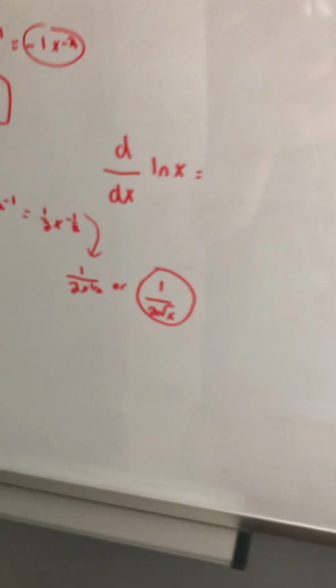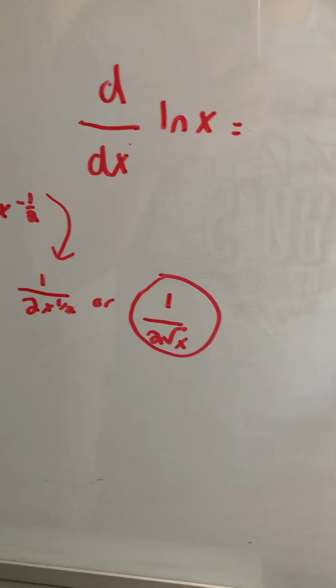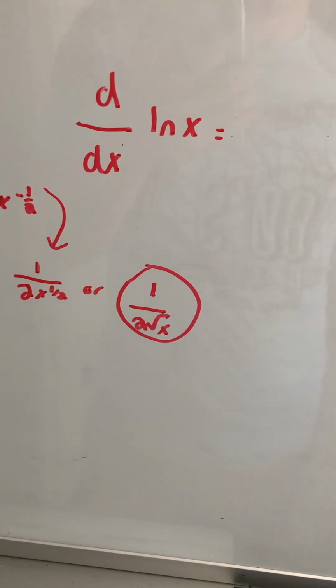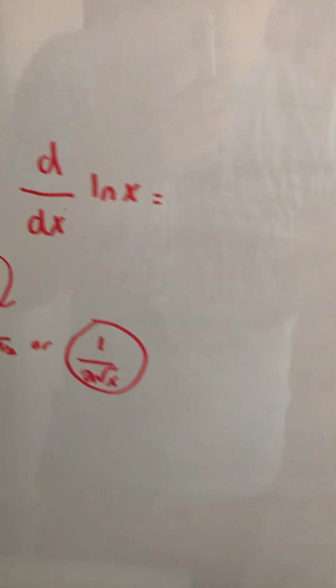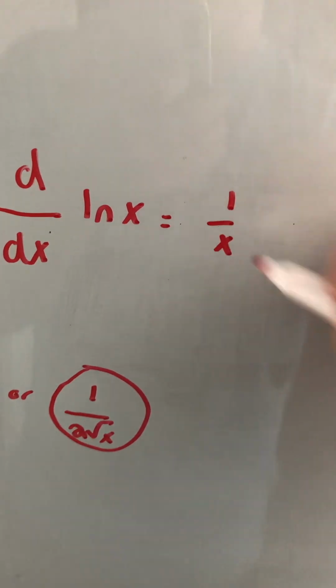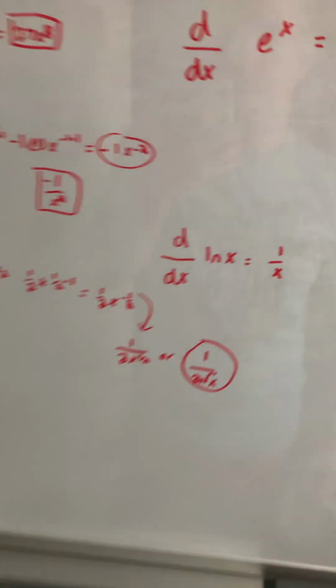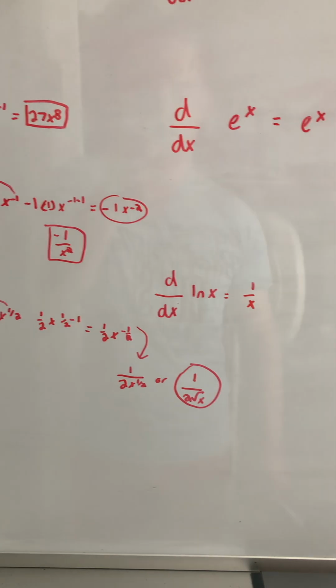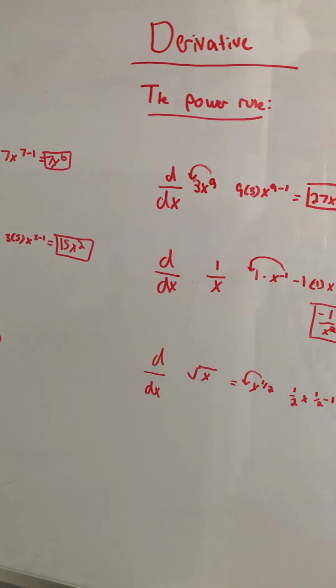Alright, how about this one? Find the derivative of the natural log of x. Actually, the derivative of the natural log of x, I'm going to go ahead and give it to you, it's just 1 over x. So those are a couple of derivative formulas we're going to use, and that's how you apply the power rule to these derivatives.